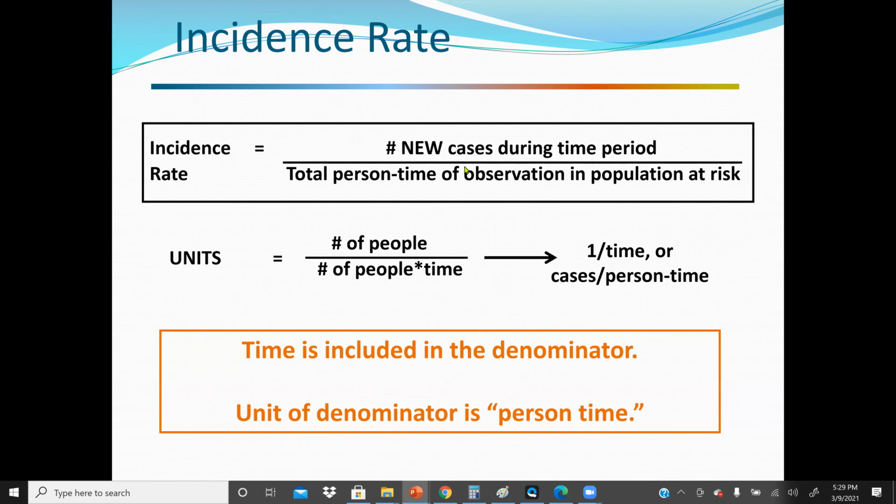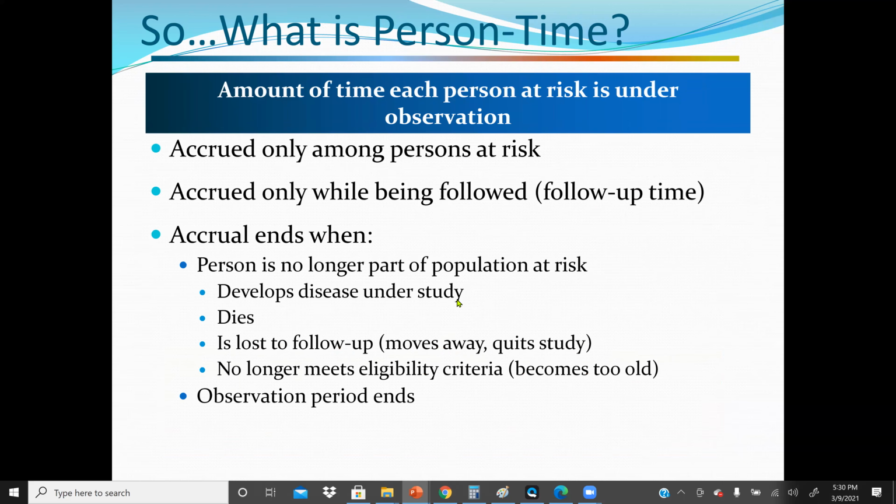So the incidence rate will be the number of new cases during some time period over the total person-time of observation in the population at risk. So time is included in the denominator, the number of people times time. So what is person-time? The amount of time each person at risk is under observation is the person-time.